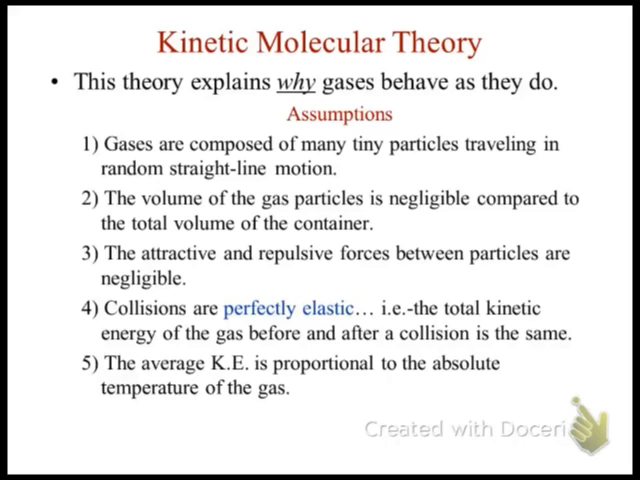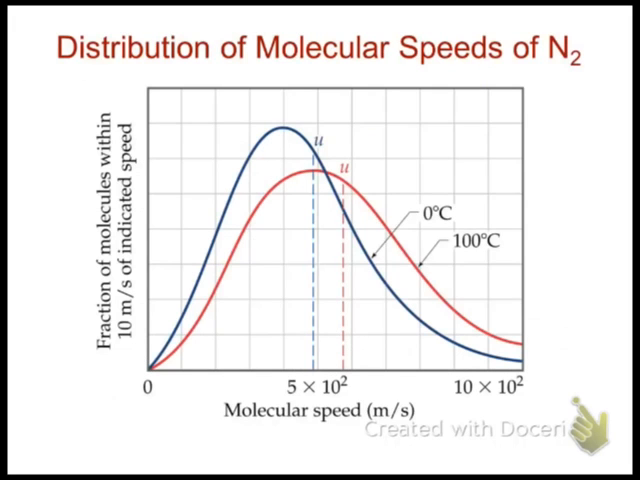Four, collisions are perfectly elastic, or the total kinetic energy of the gas before and after the collision is the same. No real energy was transferred. They're moving at about the same pace. And five, the average kinetic energy is proportional to the absolute temperature of the gas, meaning the kinetic energy is based on how much heat is available within the system. So if I make the temperature go up, then the energy of the gas should also go up. If I bring it down, the energy of the gas will also decrease.